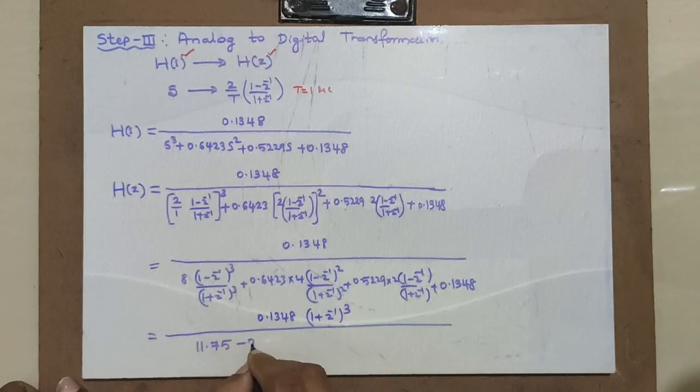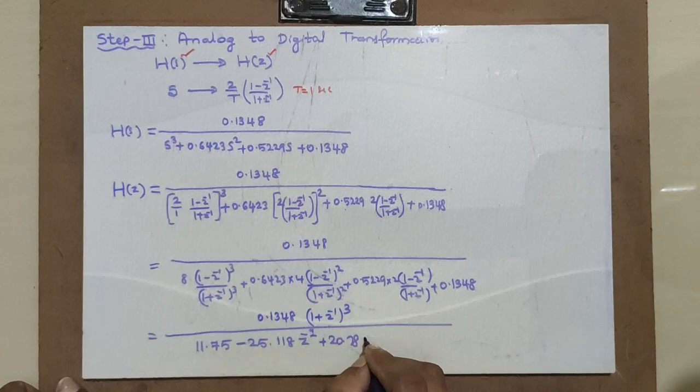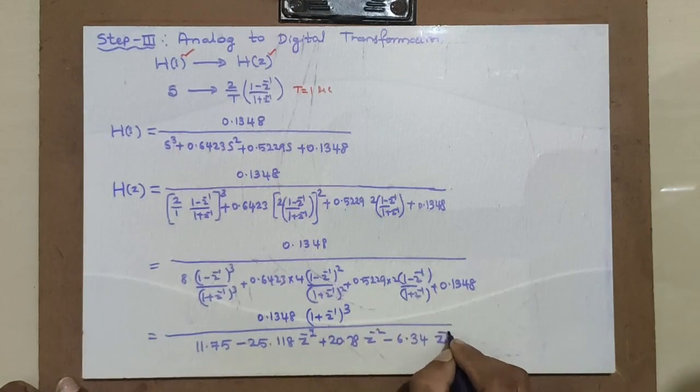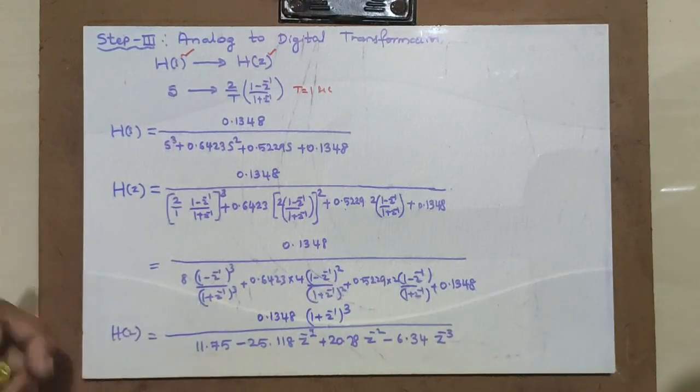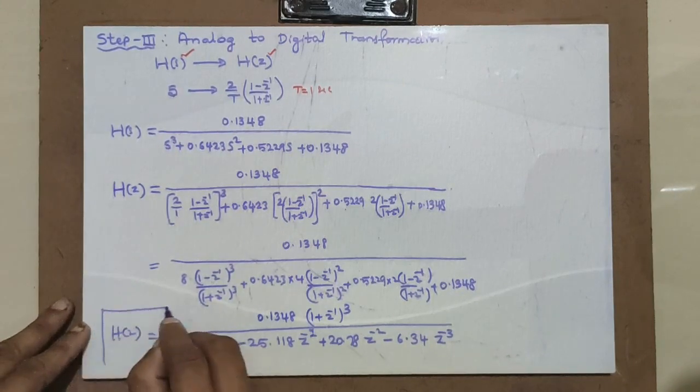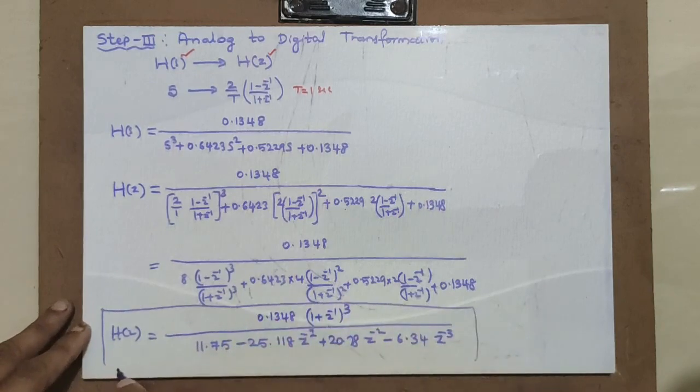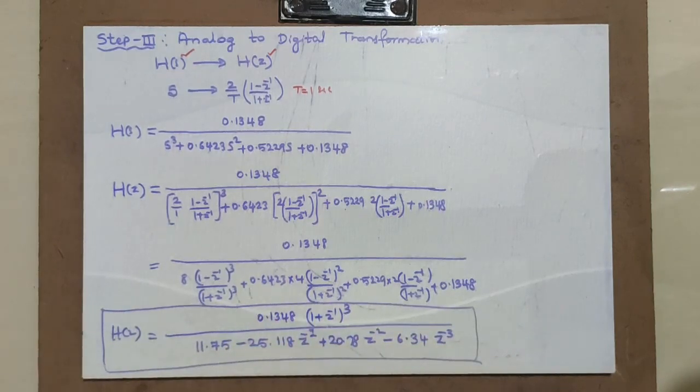Whole divided by 11.75 minus 25.118 z raised to minus 1 plus 20.78 z raised to minus 2 minus 6.34 z raised to minus 3. That is the final H of z after simplification. I have not derived this last equation; I have written the answer from the textbook. You can work this out and verify the answer. But that is the final answer.